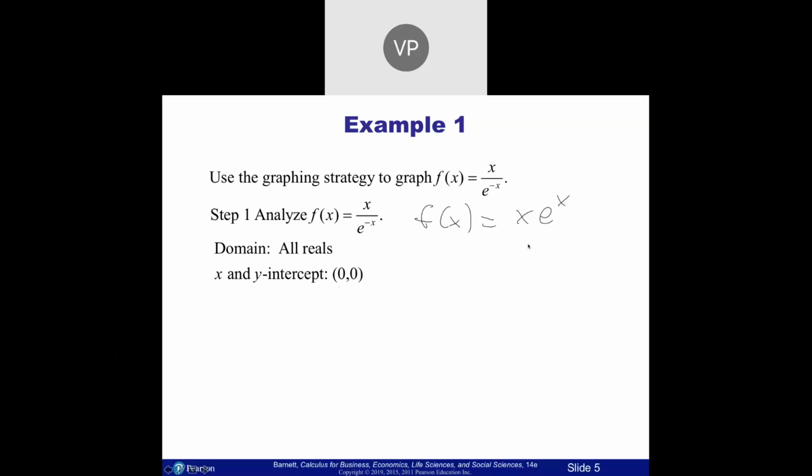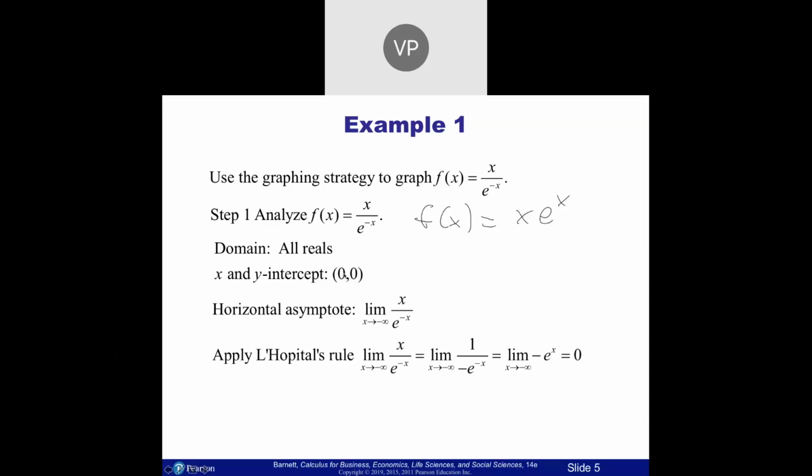X and y-intercepts. So first step, plug in a 0 for x. That's going to tell you your y-intercept, and sure enough, you get 0 times 1, you get a 0. That's your y-intercept. For the x-intercept, set this whole thing equal to 0, and when you set it equal to 0, well, x is 0, e to the x is 0. That's never going to happen. So basically, you only have one point of crossing the axis that's right there at the origin.